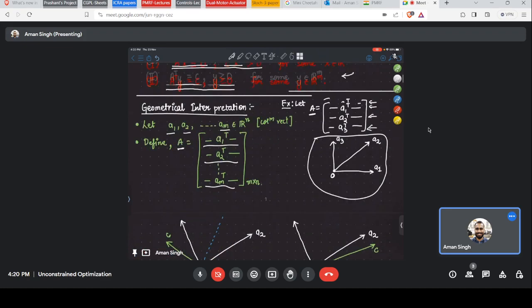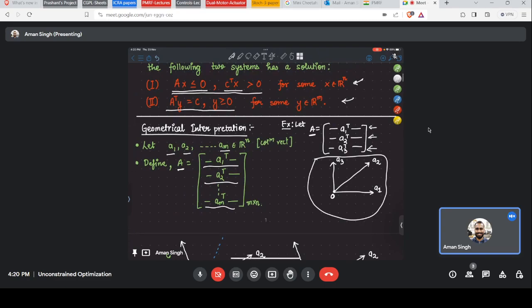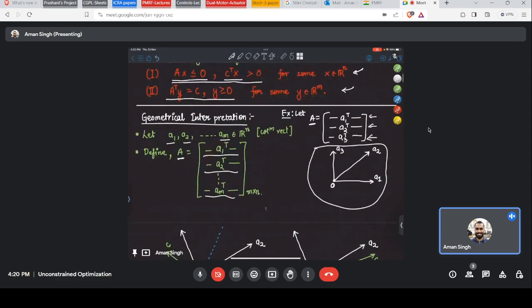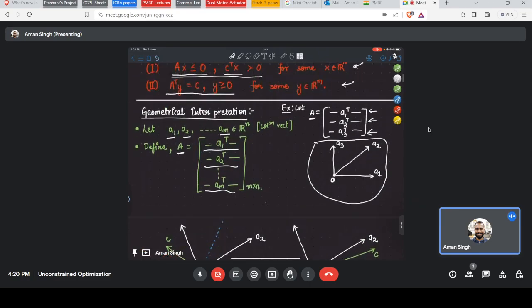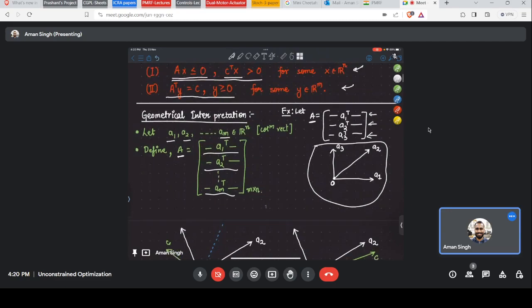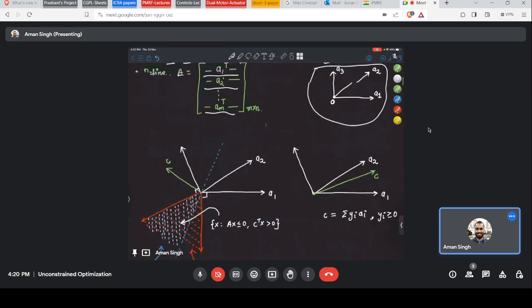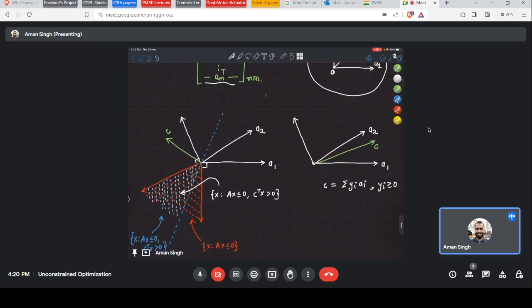So Ax less than 0 means all the x's for which the dot product of a1, a2, a3 with x is less than 0. Basically it means an area which is shown here in red on the left hand side, an area that makes an obtuse angle with all of a1, a2 and a3. So basically the red.